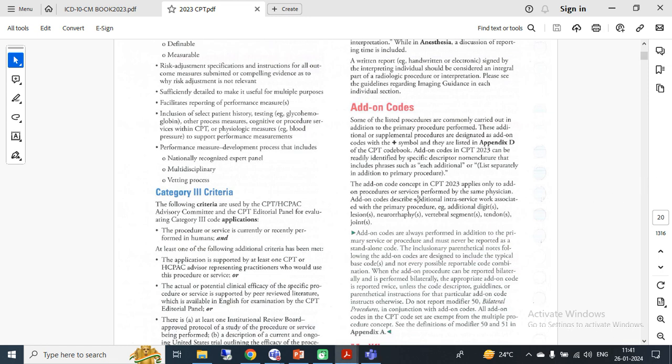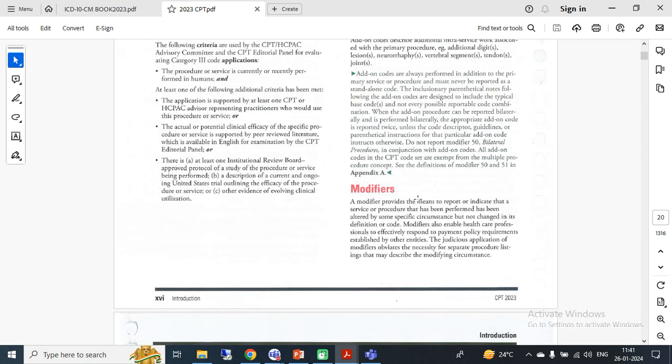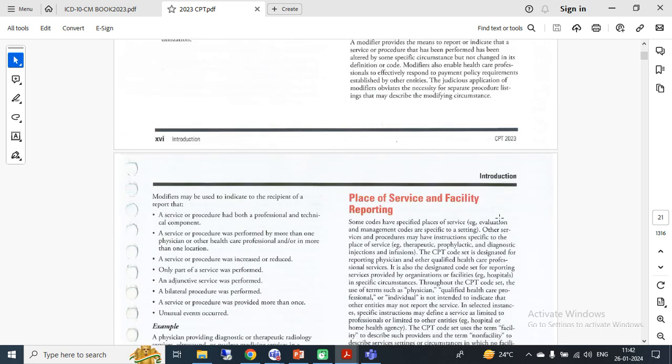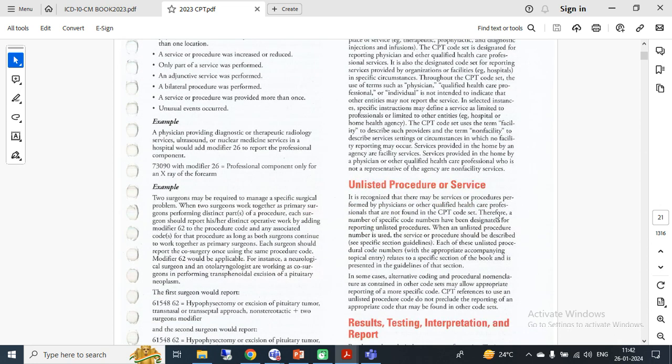So frankly speaking, I wrote my exam without any training. I prepared rigorously for 2 months without any training. I used my CPT books only. I have not used any outside material. I used my ICD-10-CM book and the 2023 previous CPT book. So using these books only, I have passed my exam.